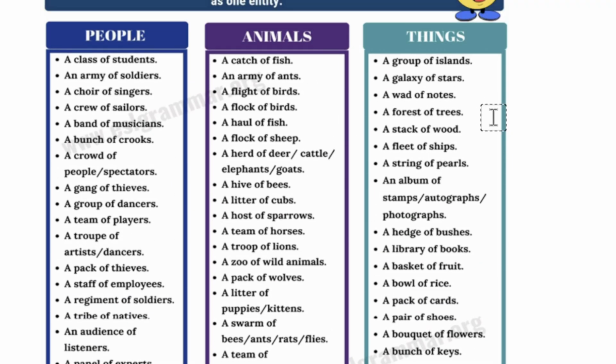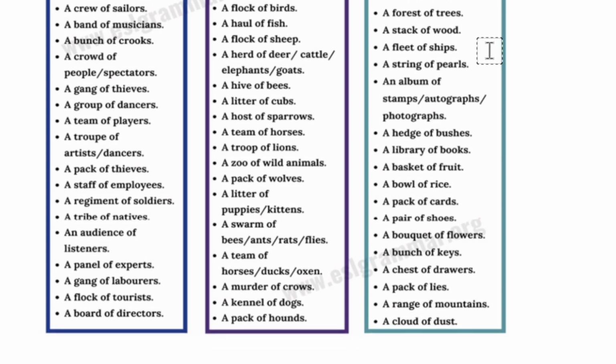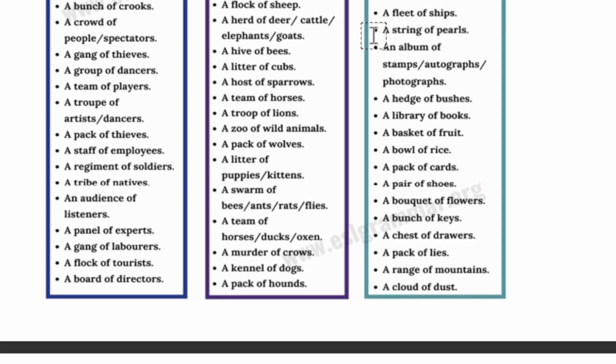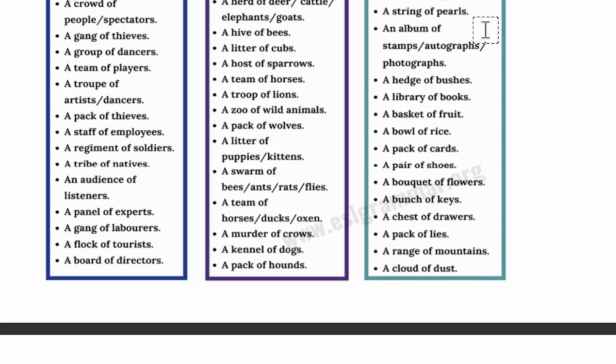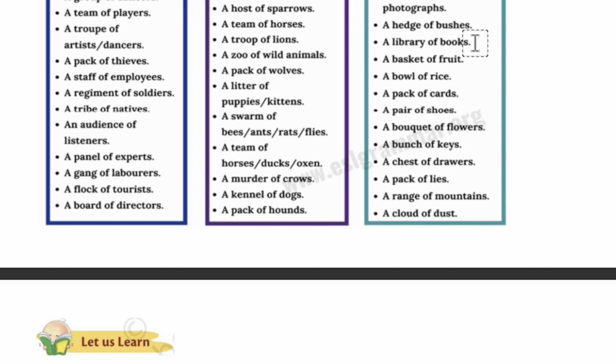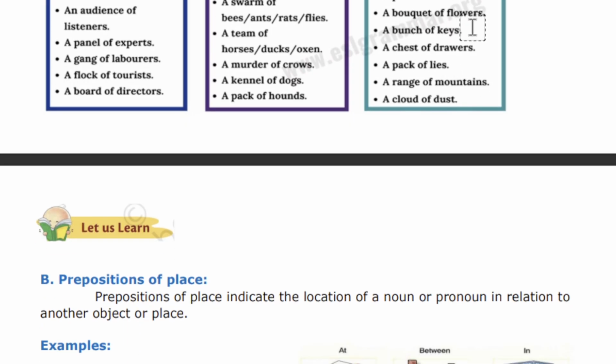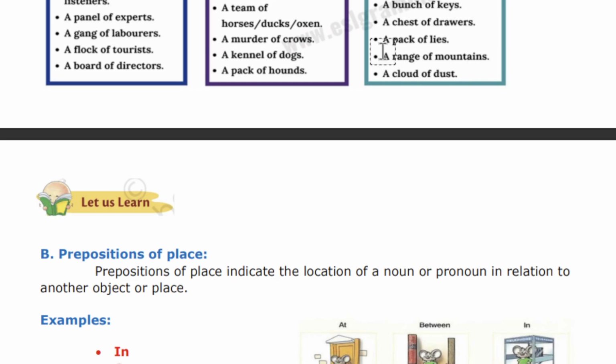Okay, here things we have a group of islands, a galaxy of stars, important one, a galaxy of stars, a word of notes, a forest of trees, a stack of wood, a fleet of ships, a string of pearls, an album of stamps or photographs or autographs, a clump of bushes, a library of books, a basket of fruit, a bowl of rice, a pack of cards, a pair of shoes, a bouquet of flowers, a bunch of keys, a chest of drawers, a pack of lies, a range of mountains, a cloud of dust.